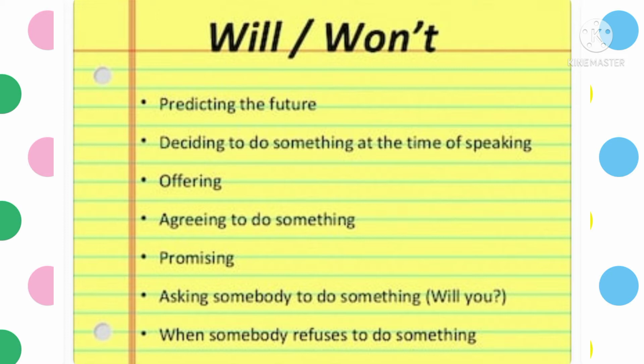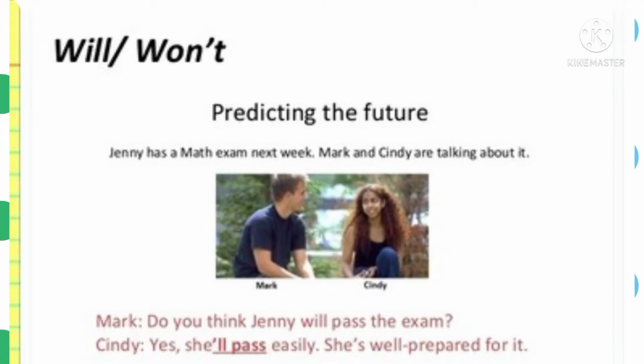Let's discuss the use of will or won't. First usage is to predict the future. Second, to decide to do something at the time of speaking. Then, offering, agreeing, promising, asking, and when somebody refuses to do something, for all these we use will. See the usage. First usage is predicting the future.